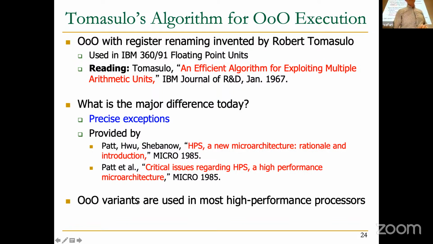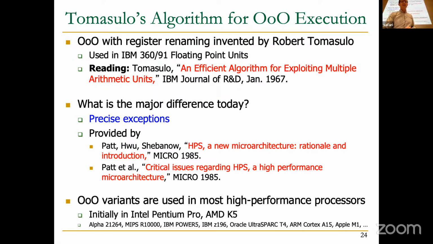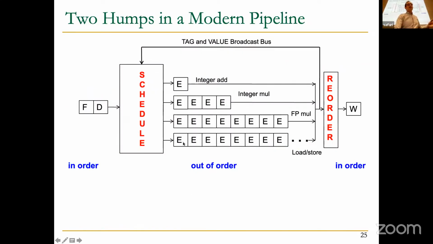So as a result, out-of-order execution variants are used in most high-performance processors today, starting with Intel Pentium Pro, and then AMD followed up with K5. But almost all high-performance processors today use it. So this is how things will look.